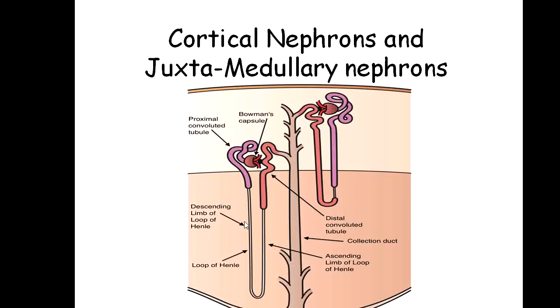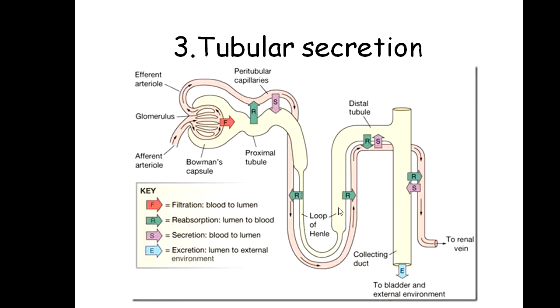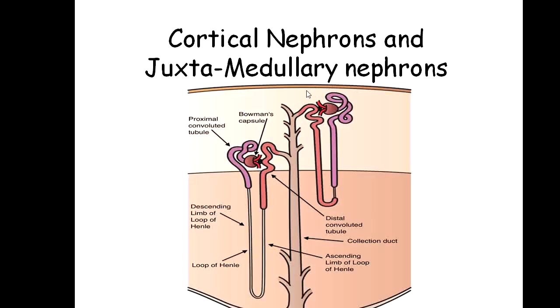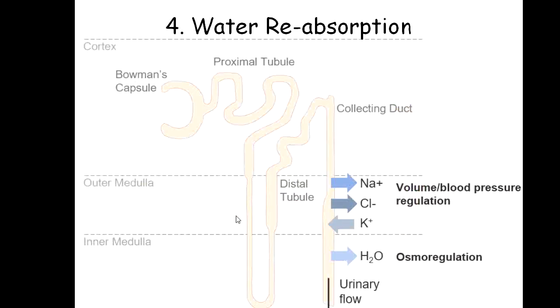And these nephrons produce concentrated urine, and these nephrons produce dilute urine. Why? Because of the difference in the osmotic pressure, as I have already discussed in the previous slide. Now coming toward the next step, water reabsorption. This is a very important step, the last step of urine formation.